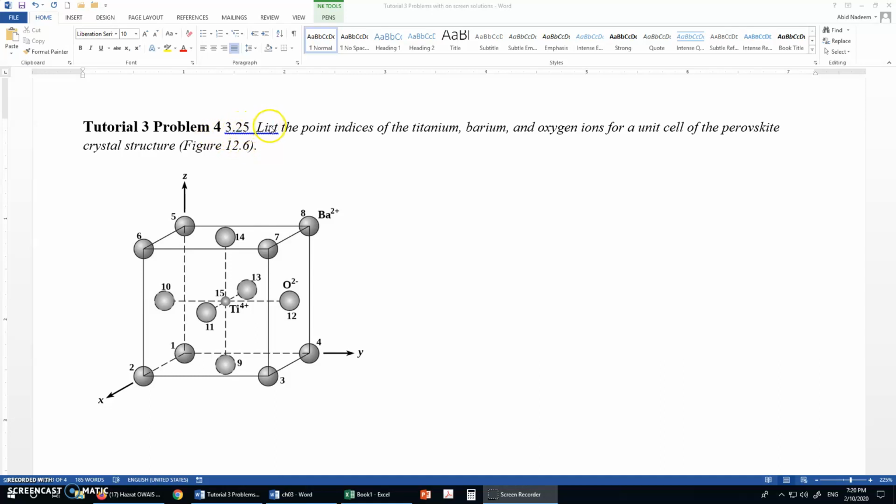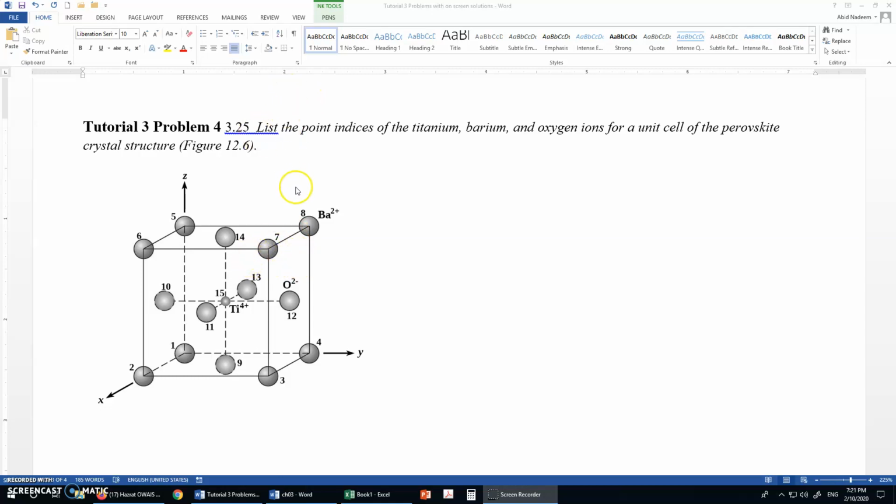Problem 4. List the point indices of titanium, barium and oxygen ions for a unit cell of the perovskite crystal structure. So this crystal structure has been shown.